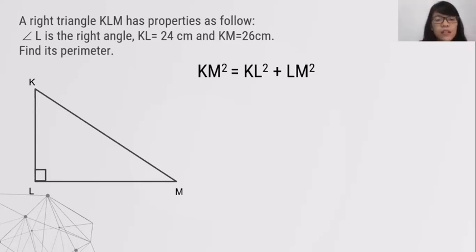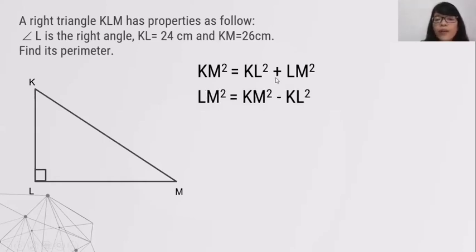Okay, so because we need to find the perimeter, but before you get the perimeter, of course you need to find LM first, because we only know KL and KM, so we need to know LM. Okay, so how to find LM?